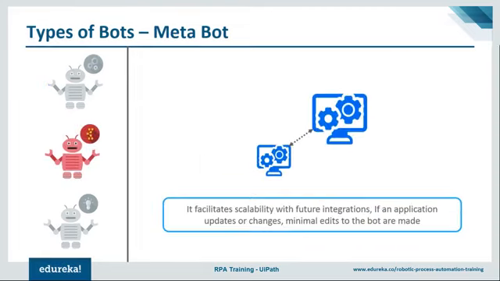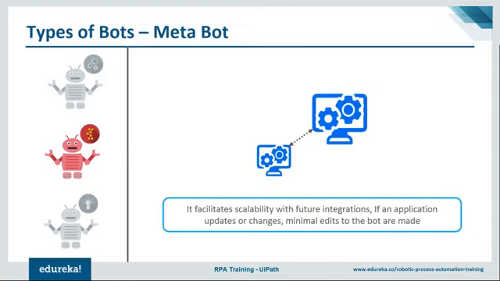So the second type of bot is a meta bot. So what is a meta bot? A meta bot is basically based on the properties where your implementation is being carried out. Now, when I say properties, what I basically mean is, for example, I went to a website called flipkart.com.